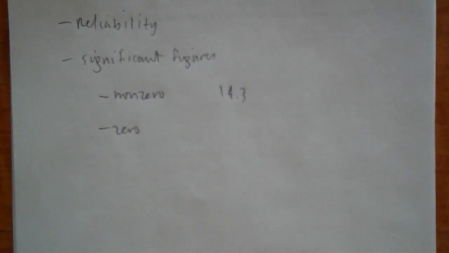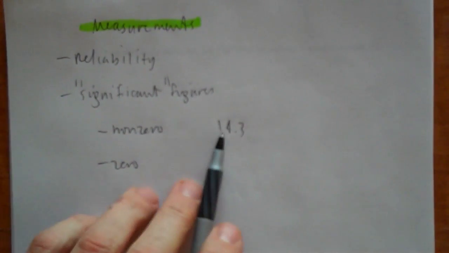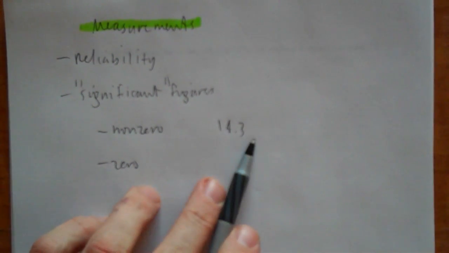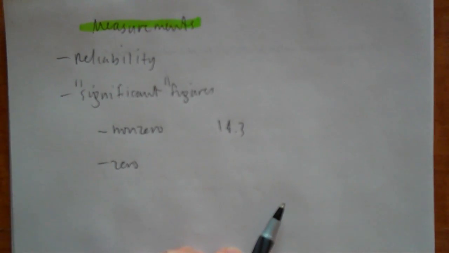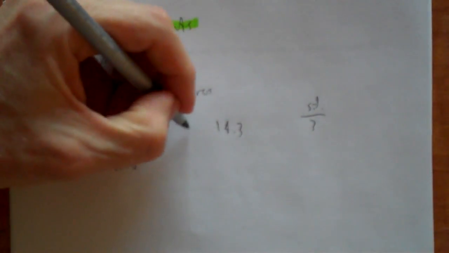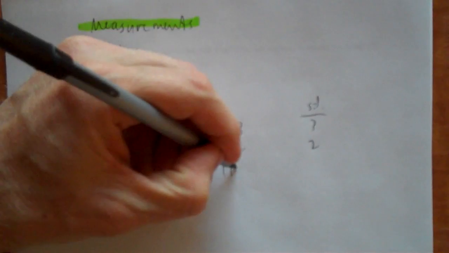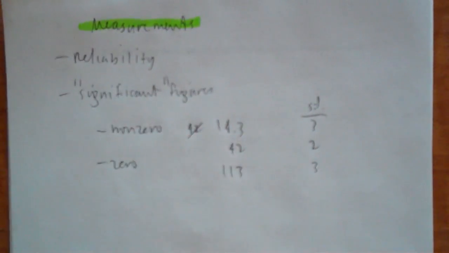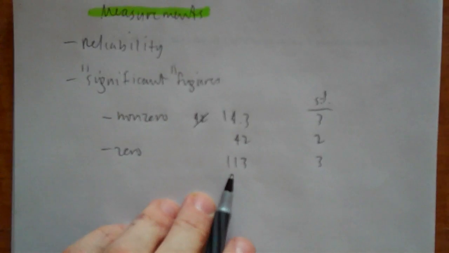But if you've got a number, say 14.3 for example, all non-zeros are significant. That's the term we're going to use, significant figures. How many sig figs does 14.3 have? Well, it's got three numbers that are non-zero, and so it's got 3. Okay? What about 42? How many sig figs does that have? 2. Well, let's run down the paper here. What about 113? That's got 3 sig figs, because there are 3 non-zero digits here.